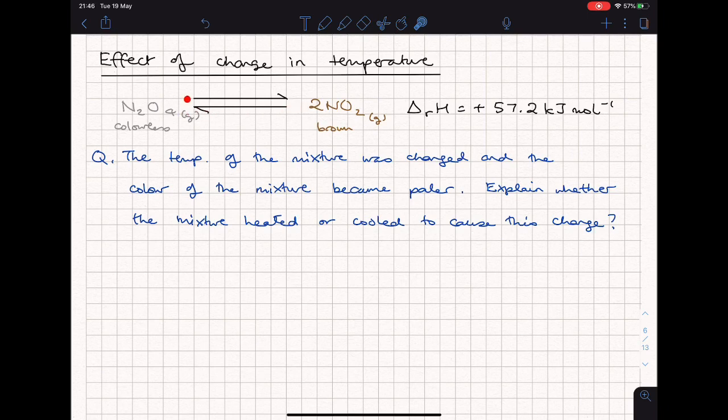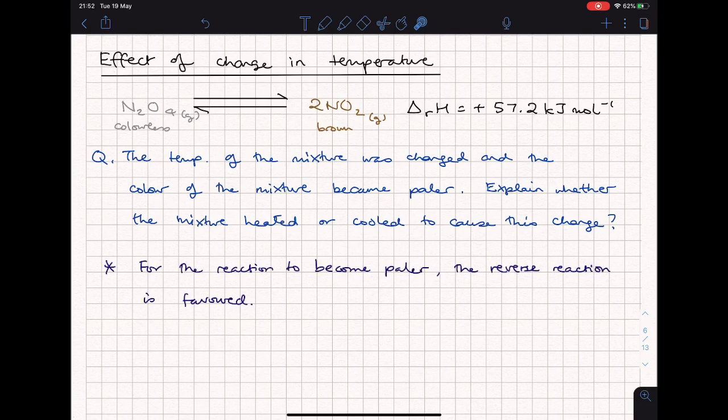Well, we're told that the forward reaction is endothermic, so therefore the reverse reaction is exothermic. So the reverse reaction is releasing heat. So to oppose the change by releasing heat, the change must be decreasing the heat. So we must be lowering the temperature in order for the exothermic reaction, the reverse reaction, to be favoured. So we have cooled the mixture to cause this change.